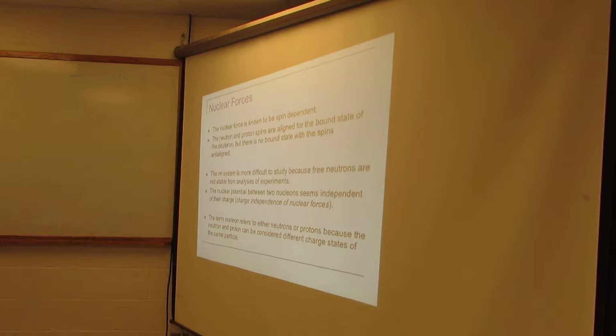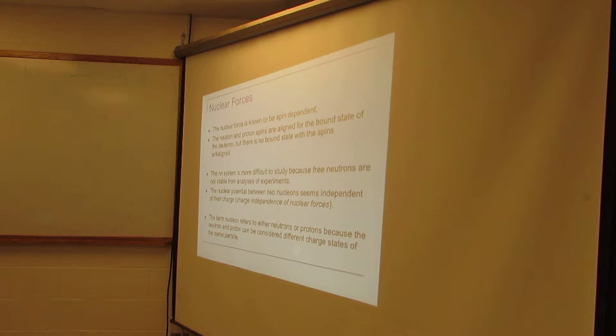and separation. The nuclear force is known to be spin dependent, as we say, because we have the proton and the neutron, and they depend a lot on the spin that we have. The neutron and proton spins align, as we said before, and it's going to be a bound state of the neutron, but there is no bound state for spin anti-alignment. Yeah? Then in this case we are not going to have it.